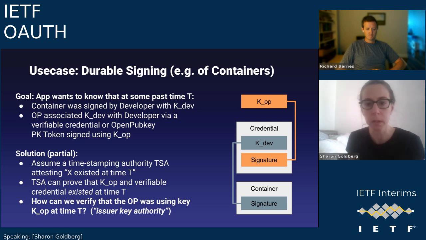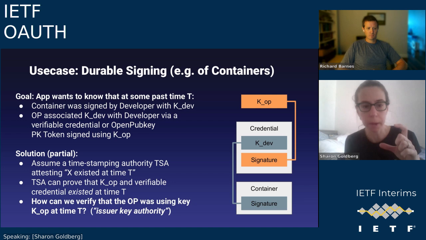So the problem is we want to be able to take a credential from the past and verify that it is actually a real credential at that time in the past. And if we have a timestamping authority that can say this is what was going on in the past and this credential existed in the past, we would like to be able to validate that the OP's key was actually the correct key at that time. That's what the PICA is solving.